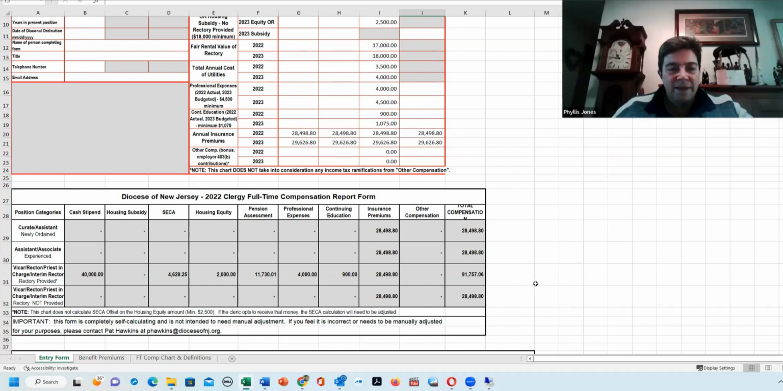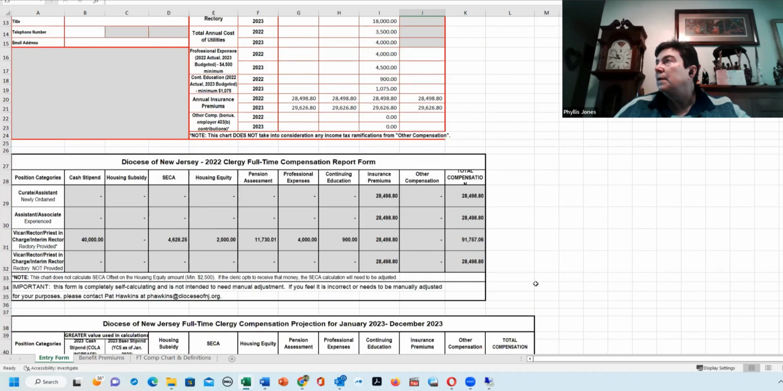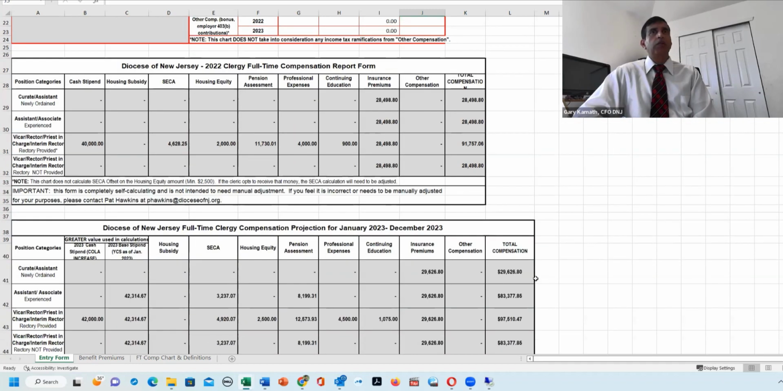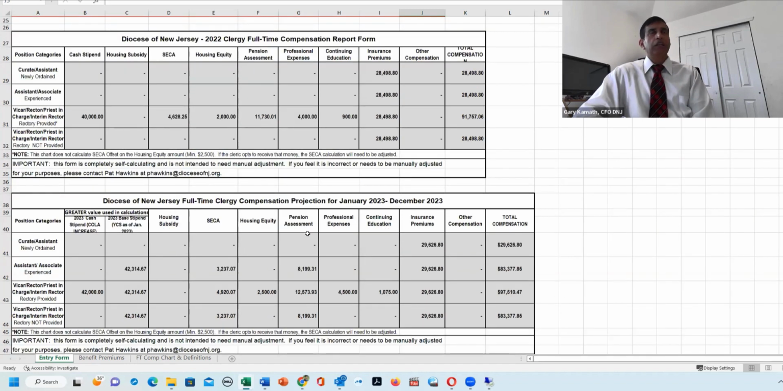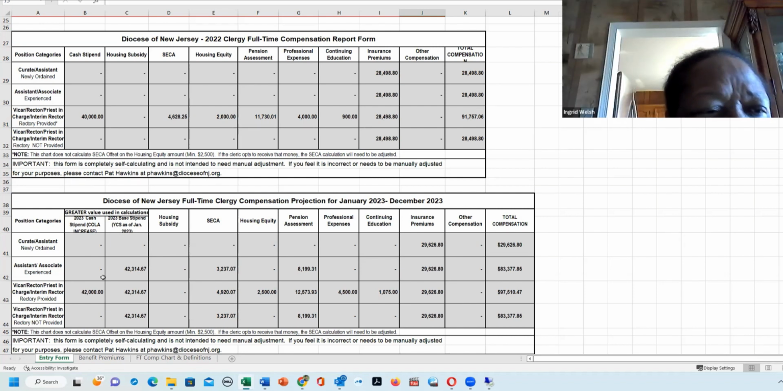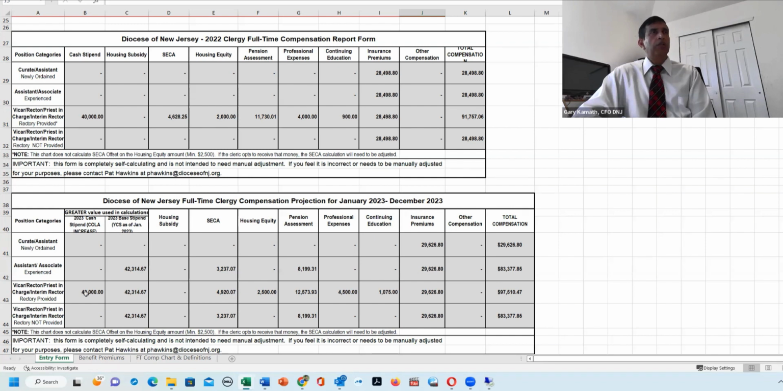Thank you. Thanks, Gary. And next, you'll see the 2023 worksheet. Since you already filled in all that information, it shows here for the next year as well. Here you'll see it's taking the greater of the two compensation amounts, the 42,000 or the 42,314. So it's taking the 42,314. No housing subsidy, the SECA, the housing equity and pension adjustment, the pension assessment, professional expenses, continuing education, and insurance premium, totaling up to 97,510 as our total compensation.